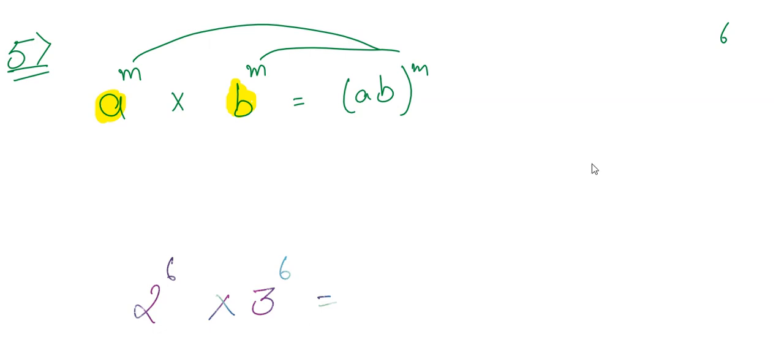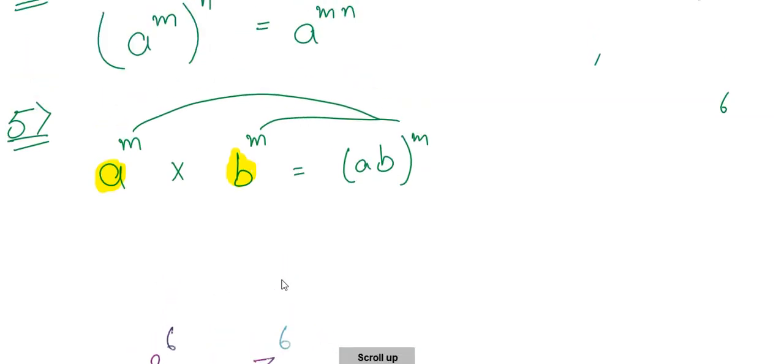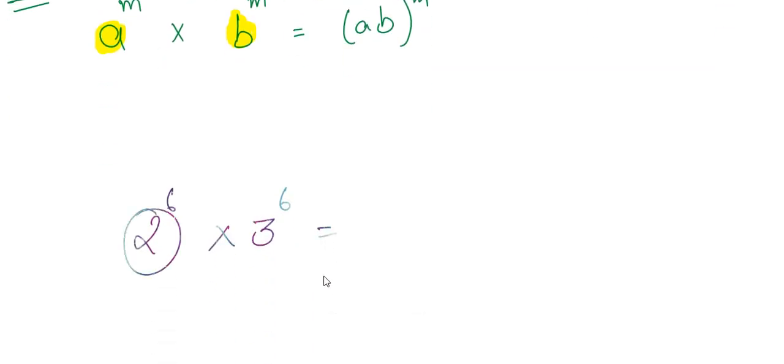Yeah, let's check what you are getting. See, I have told you to just multiply your bases. Bases are 2 and 3 here, so I would be multiplying 2 with 3. I would be getting 6, and just take my common exponent, which is 6. So I would have 6 raised to the power 6 as the answer. Fair enough? Okay.